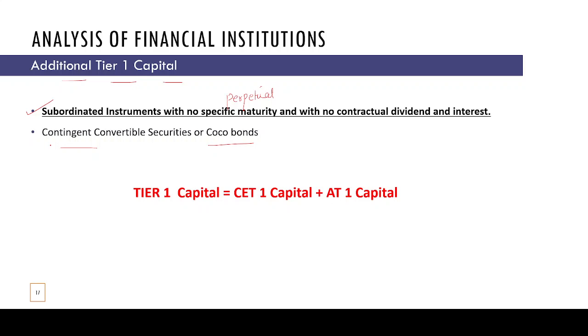So they provide a breath of fresh air, right? They provide a buffer of equity to absorb losses in times of distress. So these are essentially your COCO bonds, which can be automatically converted into equity if a specific trigger event occurs, and this trigger event could be if the CET1 or Tier 1 or total capital falls below the regulatory requirements. Okay, so what is your Tier 1 capital? It is CET1 plus AT1 capital.